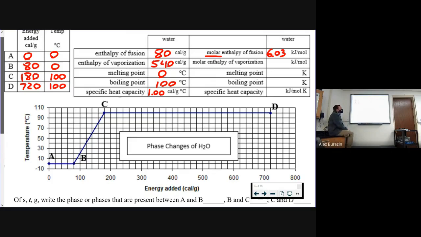What do we get for the molar enthalpy of vaporization? Converting the 540 calories per gram into kilojoules per mole.